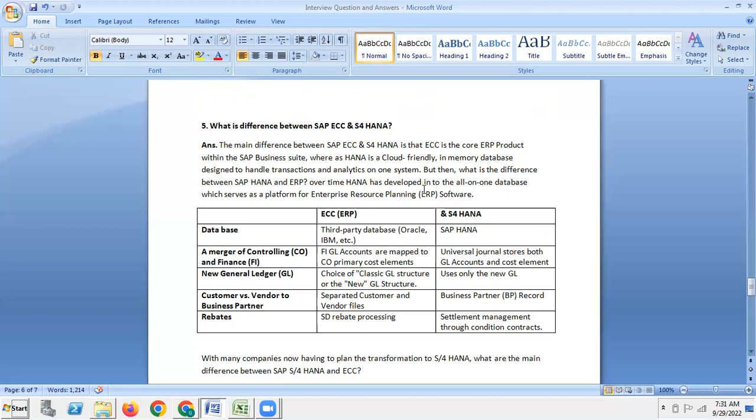ECC, ERP, and S/4HANA: database, third-party database, Oracle, IBM, etc. SAP HANA, a merge of controlling CO and finance FI. FI GL accounts are mapped to CO primarily cost elements. Universal Journal stores both GL accounts and cost element. New General Ledger GL: choice of classic GL structure or the new GL structure; S/4HANA uses only the new GL. Customer versus vendor to business partner: separated customer and vendor files become a business partner record. Rebates: SD rebate processing replaced by settlement management through condition contracts.